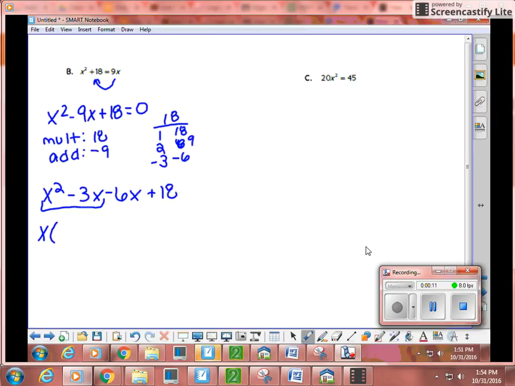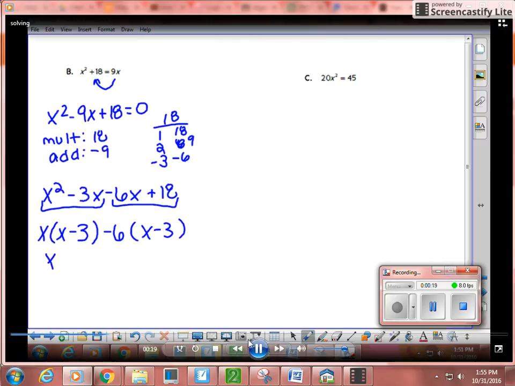Take my greatest common factor out, which is x. It leaves me with x minus 3. The greatest common factor of the second is negative 6, and I'm left with x minus 3. Okay, so here's what's different now. Now you're going to take what's inside of the parentheses and what's outside of the parentheses and set it equal to 0. So x minus 6 is going to equal 0, and x minus 3 is going to equal 0.